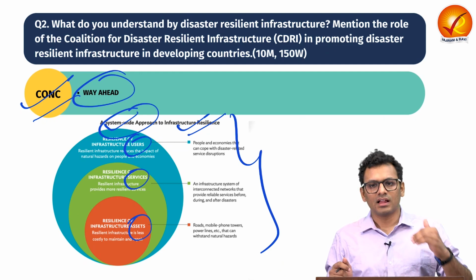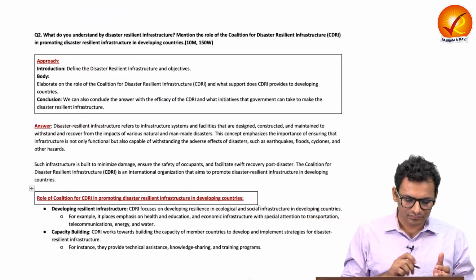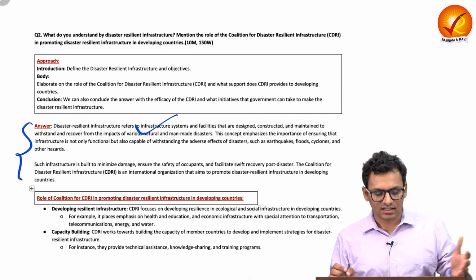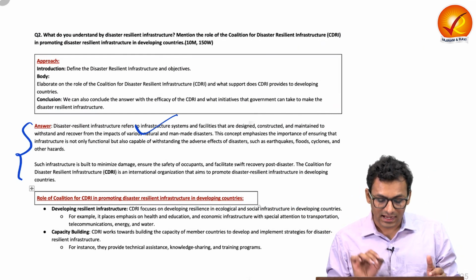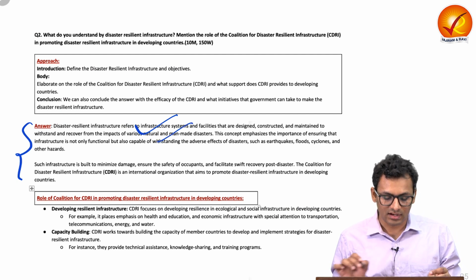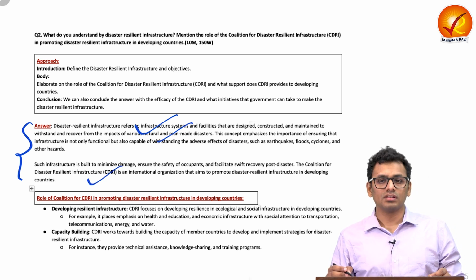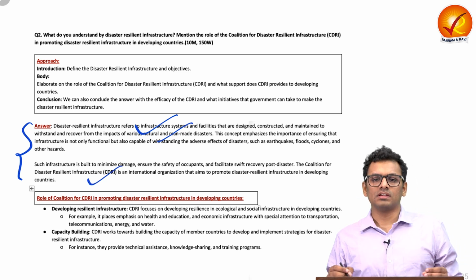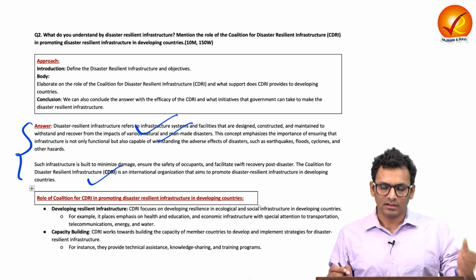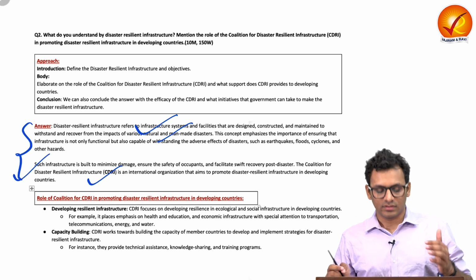Now let us see the model answer and understand how we can inculcate the same in our answer writing practice. Firstly, in the definition part, you can talk about disaster resilient infrastructure, which is designed, constructed and maintained to withstand and recover from impacts of various natural and man-made disasters. You can talk about CDRI as an organization. You can also encompass over here how India was a crucial key member who took the leadership and initiatives and was part of the creation of CDRI. That is something you can write over here.